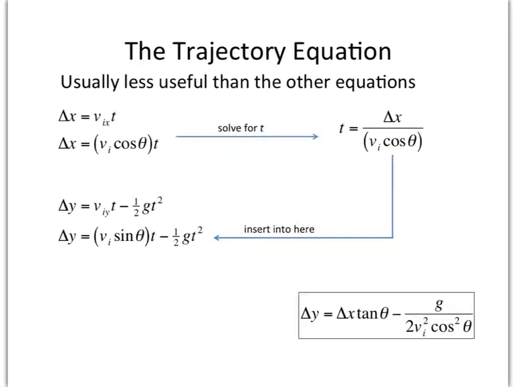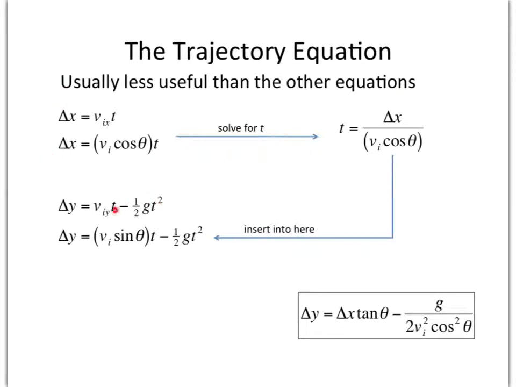So we have a specialized equation right here called the trajectory equation, which we can use. Now, I have written down here that it's usually less useful than other equations, and there's some truth to that, and that is because the more specific you get with equations, that is, the more of a niche equation you get for a certain scenario, the less helpful it is in other scenarios.